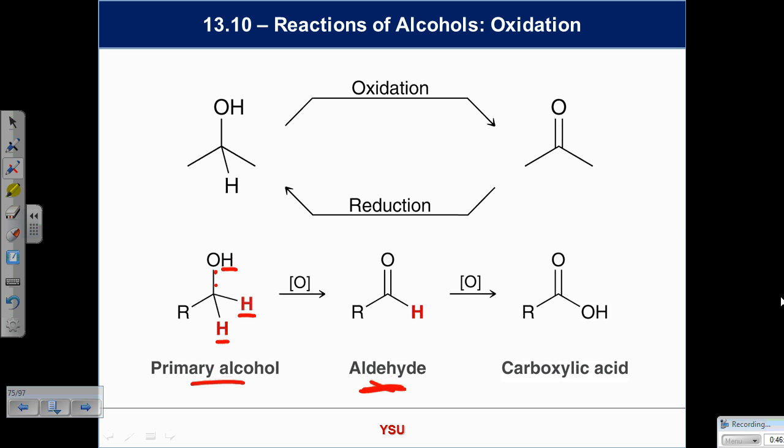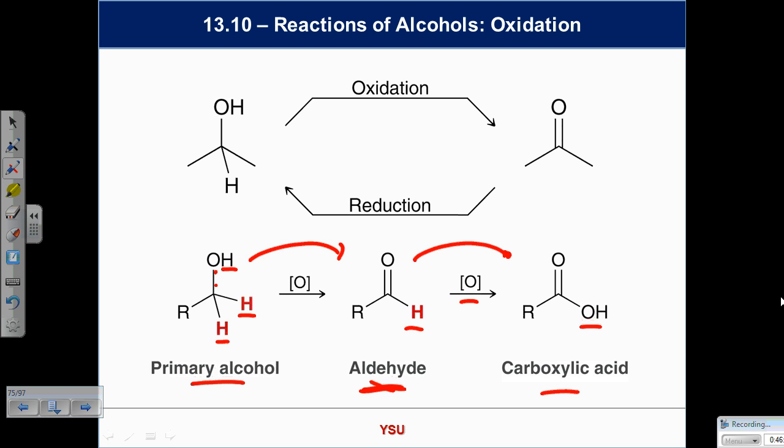And then if you're not careful, you can go further. You can get rid of this extra hydrogen, replace it with an OH, and that gives you a carboxylic acid. There is a distinct relationship between primary alcohols, aldehydes, and carboxylic acids. And you can go from here to here, and we'll learn how to do that on Friday, and from here to here, and you can go all the way if you need to. Depends upon the reagent that you choose to use.